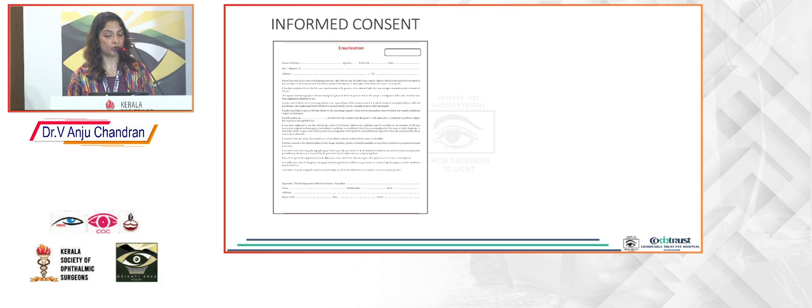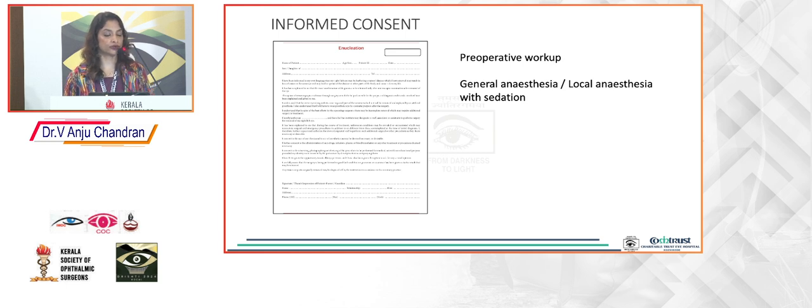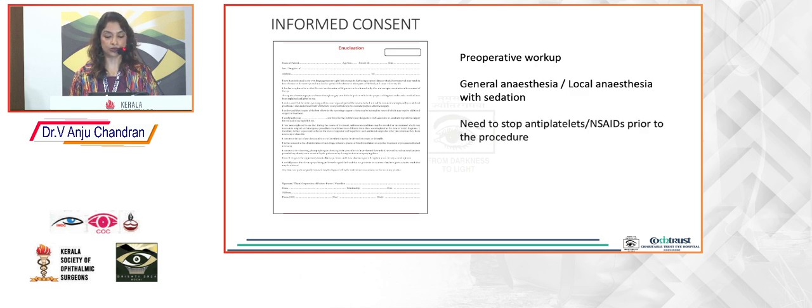Like I said, an informed consent, a detailed preoperative workup, general anesthesia if it's a child or if the patient has low tolerance to pain. You can also add sedation to your local anesthesia. The need to stop antiplatelets and NSAIDs prior to the procedure to avoid intraop and perioperative bleeding. And a detailed psychological counseling is very important because the patient is ultimately losing an eye. So we need to empathize with them and also tell them what they need to expect and do for their lifetime.